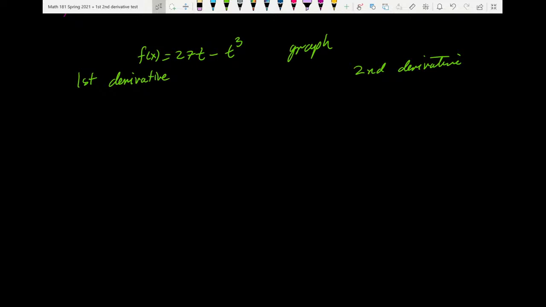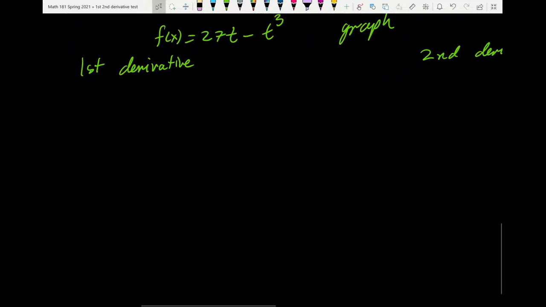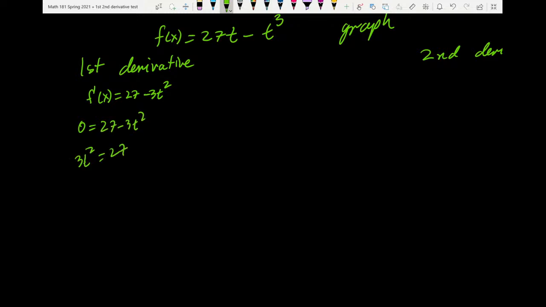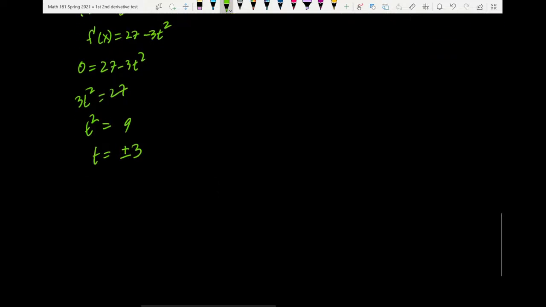All right, so let's try this one. Let's figure out the critical points. We get 27 minus 3t squared. Set it equal to 0. You get 3t squared equals 27. t squared equals 9, so t is plus or minus 3. So we have our two critical points.